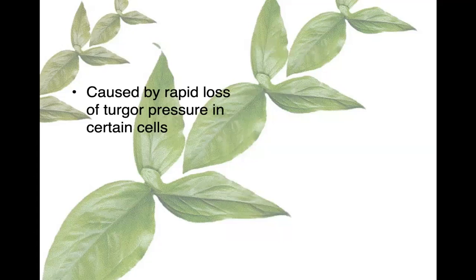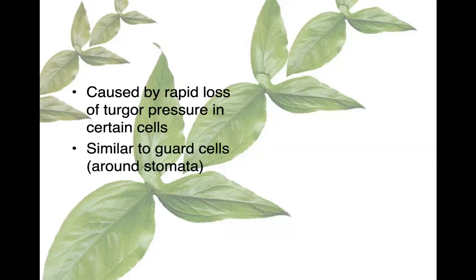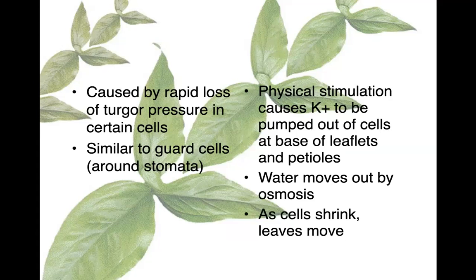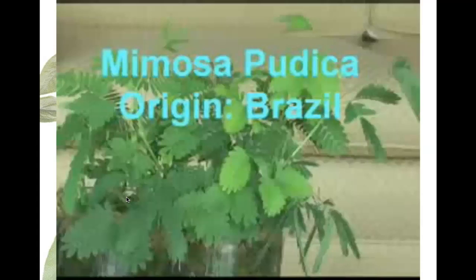Okay. So again, it's caused by a rapid loss of turgor pressure in certain cells, similarly to how stomata open and close through the action of guard cells. So physical stimulation can cause potassium to be pumped out of the cells at the base of the leaflets and petioles, and water is going to move out by osmosis. As the cells shrink, the leaves move, and that makes them slap shut. This is one of my favorite plants. I really want to get my hands on one of these.